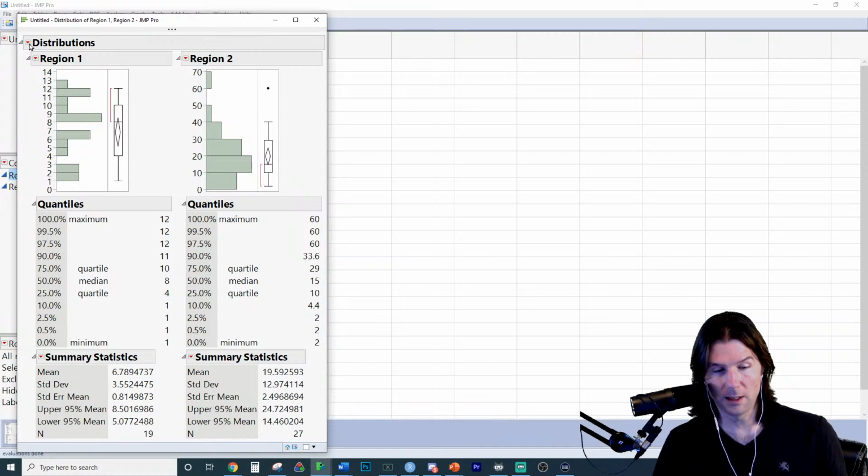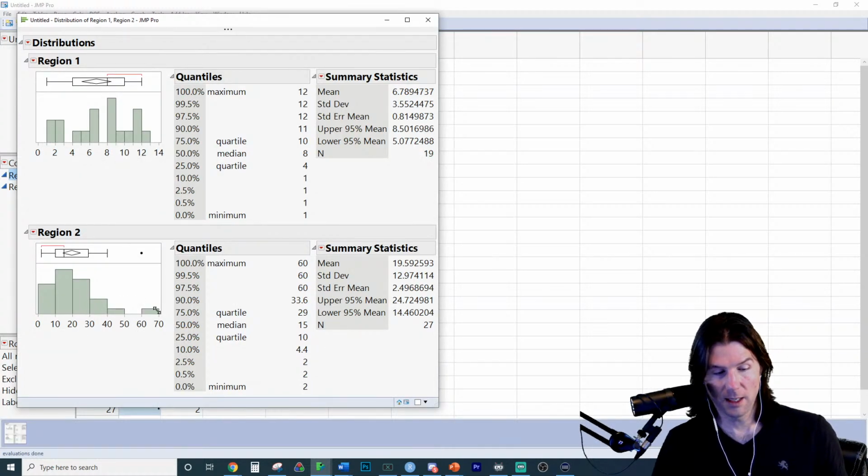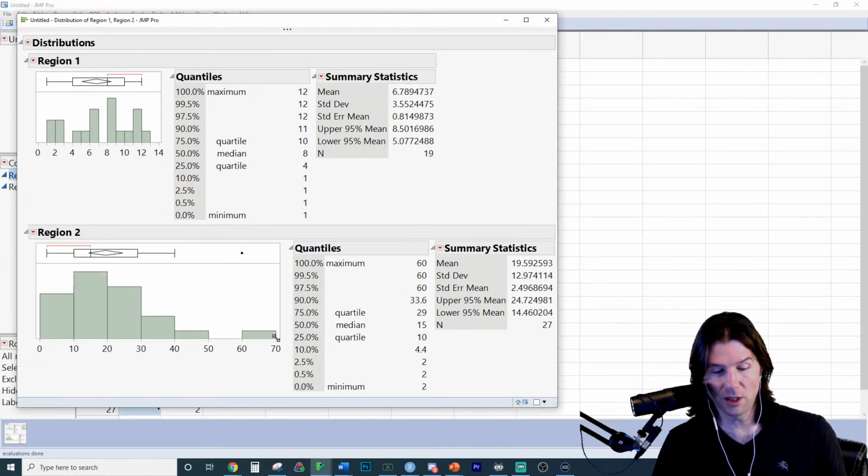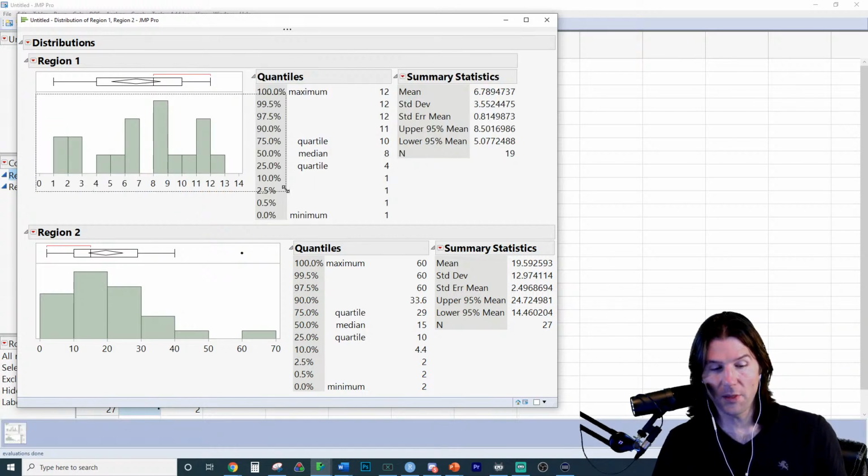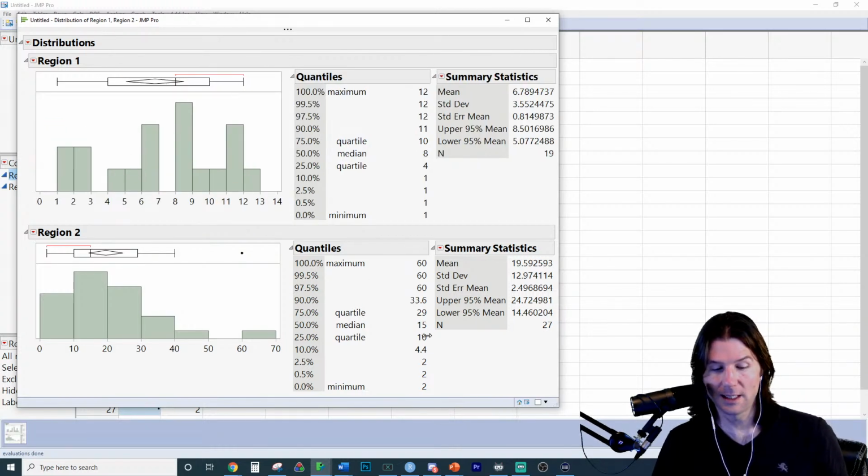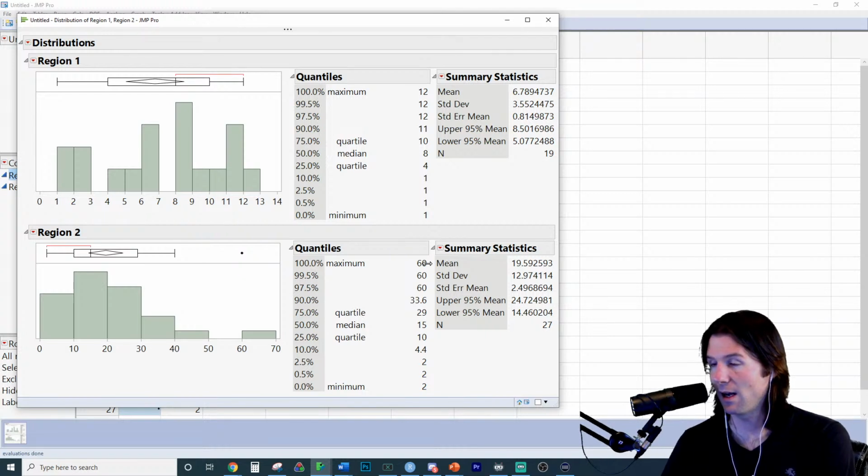And then we can make the stacked box plots like this. And it looks like region 2 does have an outlier. And look at this. It is not 30. The IQR is 19, and that makes this 60 an outlier.